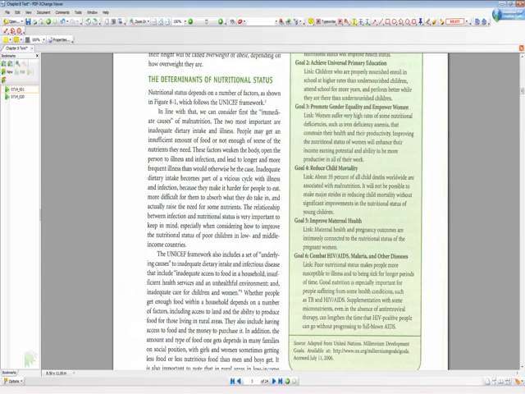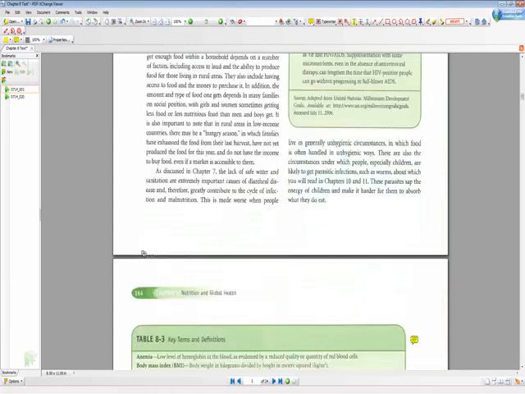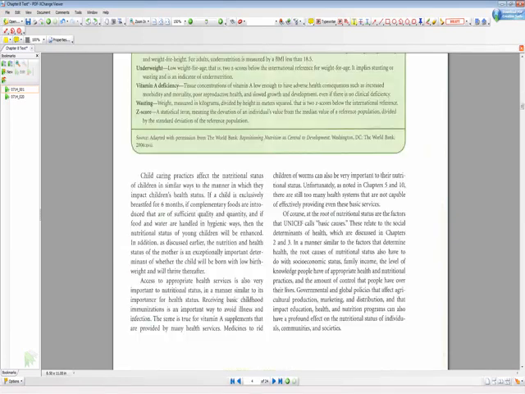As you read through the chapter, make sure you understand the determinants of nutritional status. And we'll talk about things that are immediate, those that are underlying causes, and also those that are basic causes. You can see here the first paragraph is going to talk about the immediate causes of malnutrition. And then here, using this UNICEF framework, they talk about the underlying causes of malnutrition.